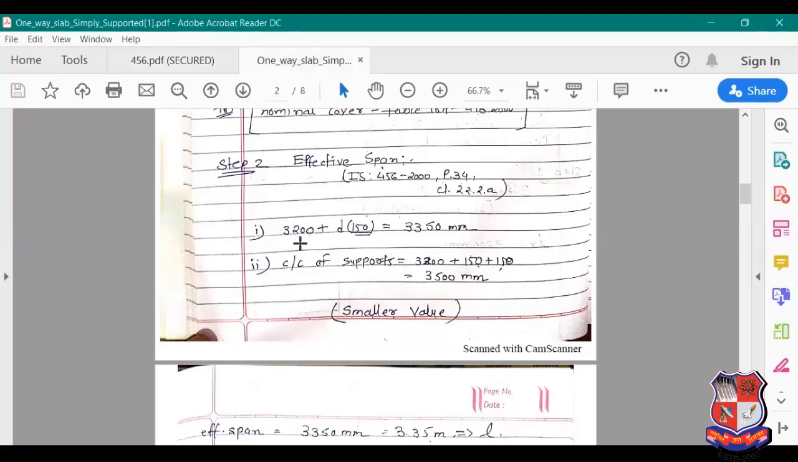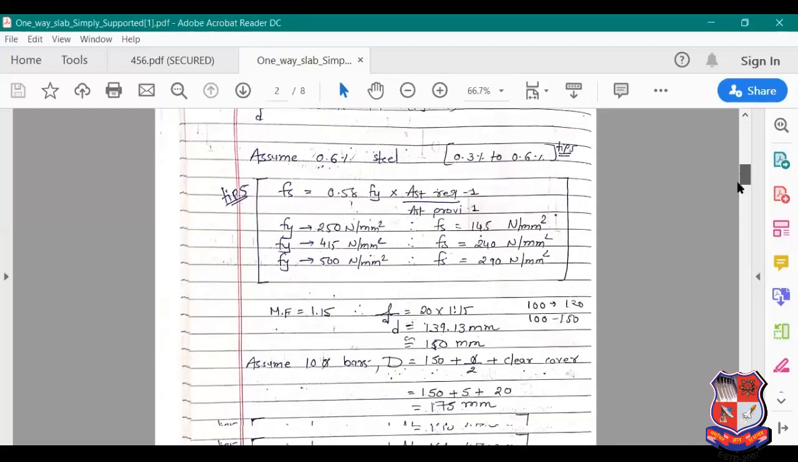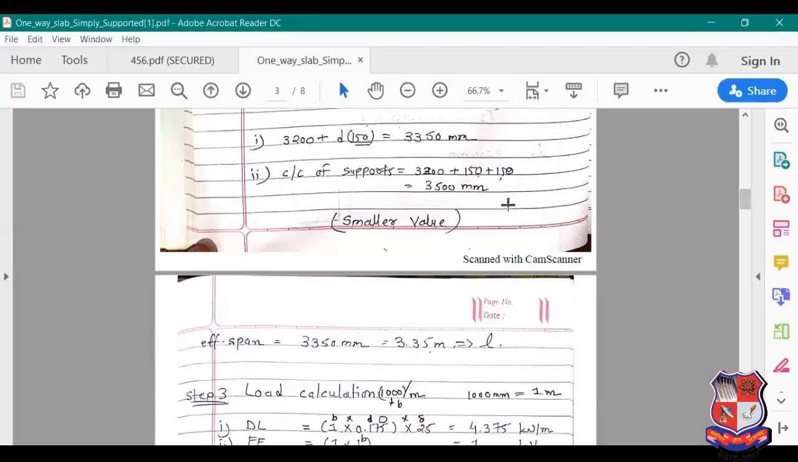My L is 3200 plus the d I have calculated. For center to center of supports, how can we find it? We have a 300 mm resting wall below the slab. So half of this wall and half of this wall, we can add to find the total length. The smaller of these two values will be the final effective span.